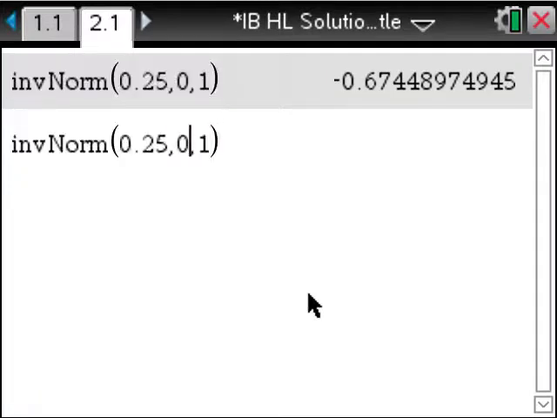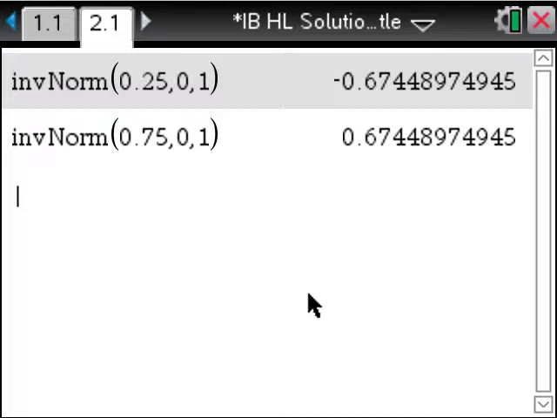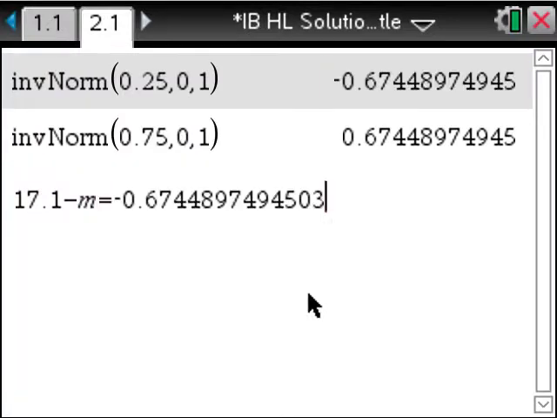We can repeat the command and do the ordinate for 0.75. So these numbers are going to become important in our later calculations. If we think about standardizing these, 17.1 would standardize to negative 0.67, and so we'd have a statement that would look a little bit like 17.1 subtract off mu would be that particular value times sigma. That would be one equation which we'd be trying to solve.